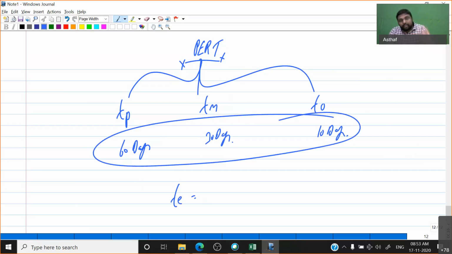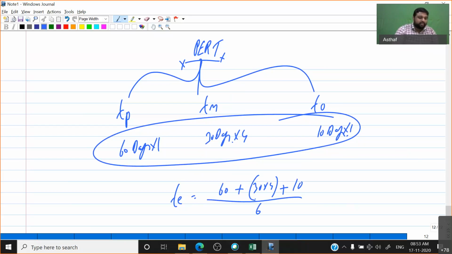By applying this, maybe they may ask the project duration. How will it be found? The pessimistic has weight 1, most likely has weight 4, optimistic has weight 1. So it will be 60 plus 30 into 4 plus 10, whole divided by 6. 30 into 4 is 120. 120 plus 60 is 180, plus 10, 190 by 6. This will be the time. What will be the answer? Who will help me?